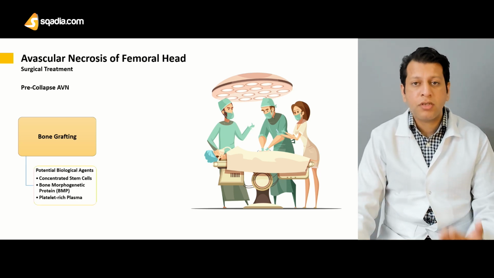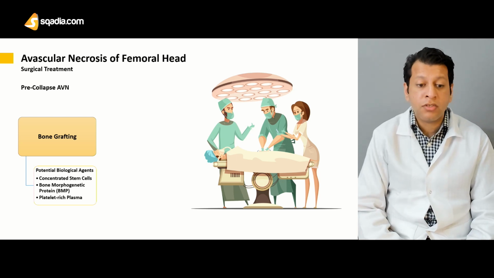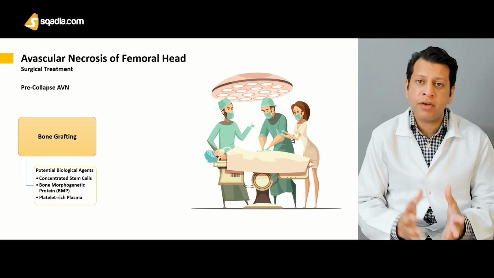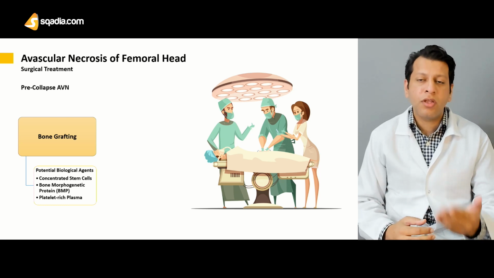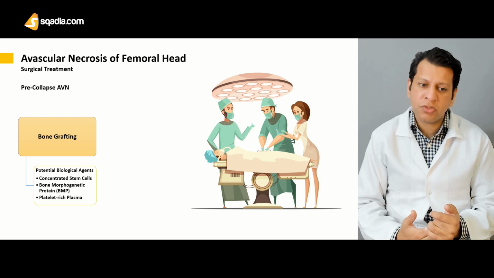Therefore, all these potential agents, such as biological agents, can be in the form of concentrated stem cells, bone morphogenetic proteins, platelet-rich plasma. All these can be used in saving the head from going into collapse. We can go for non-vascularized as well as vascularized fibular grafts.